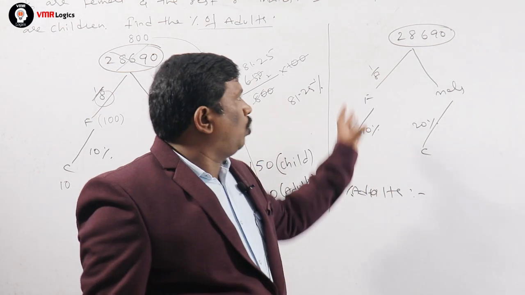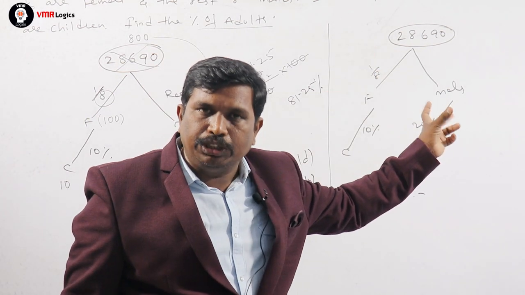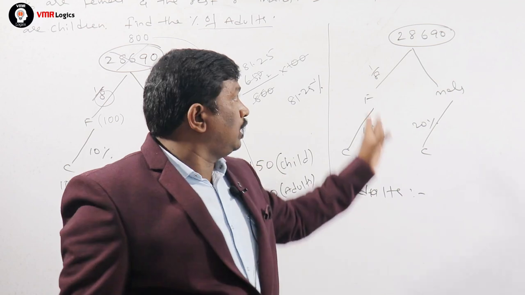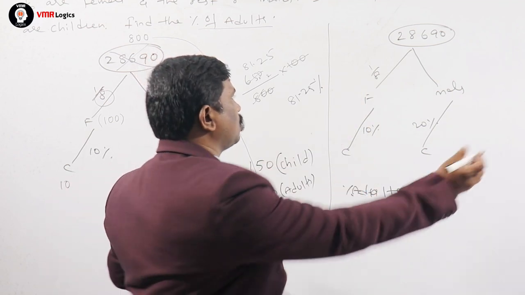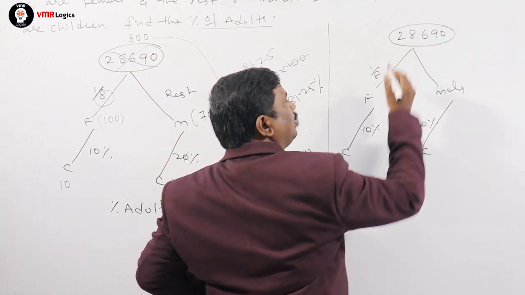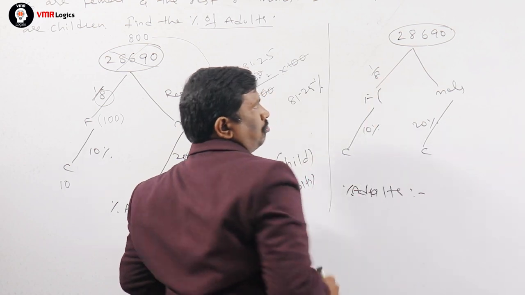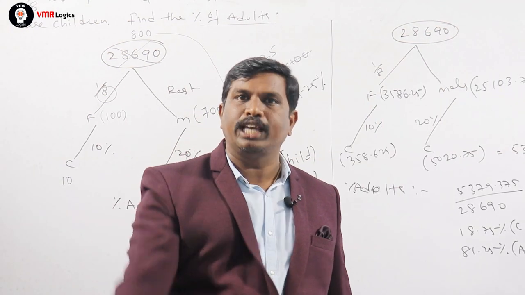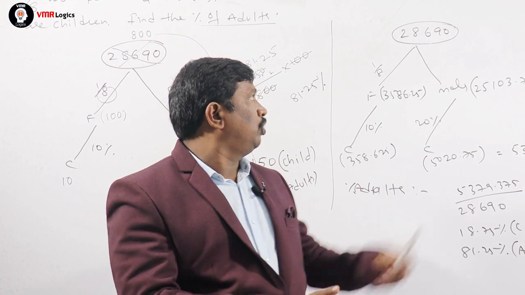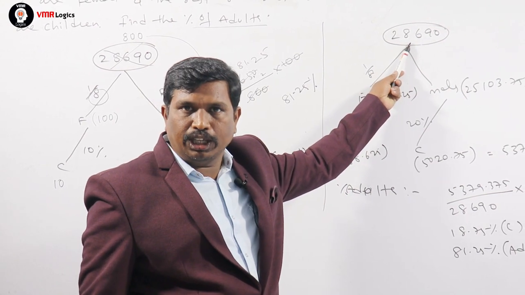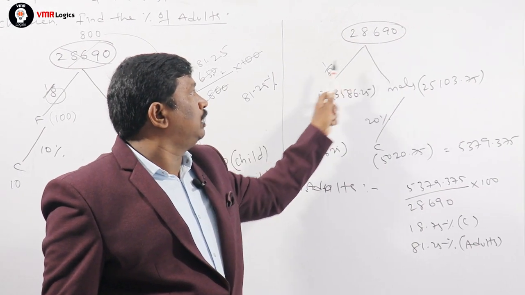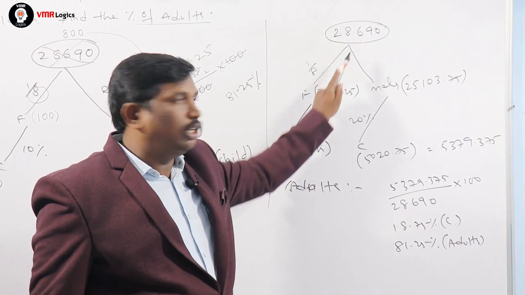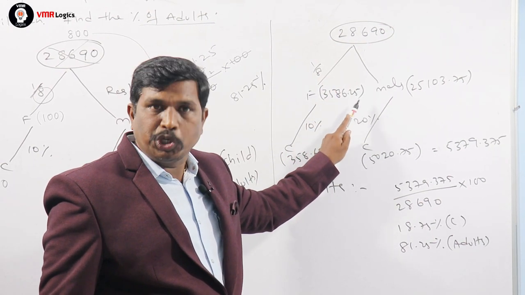Simple. What are the values given in the exam? They take the same value and they calculate. Now calculation of this: out of this, 1/8 is females. If you observe how most of the people solve, 28,690 are there, out of which 1/8 are female. They calculate by 8 and get 3586.25.